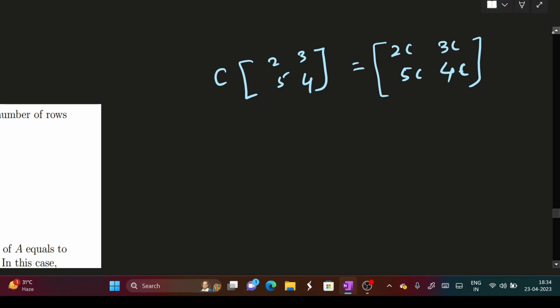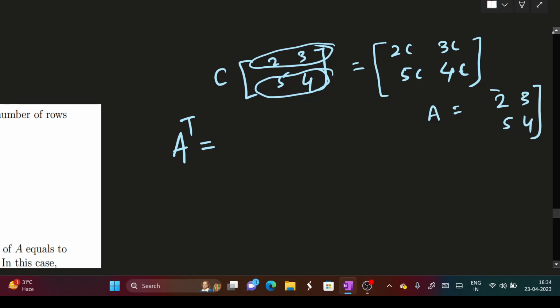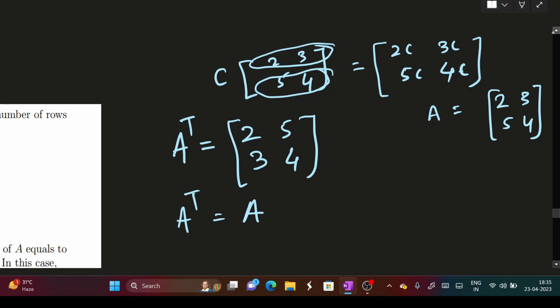Then another matrix operation, that is A transpose. How to get it? The rows of A will be converted into columns of it. Suppose I have A equal to 2, 3, 5, 4. Then what is A transpose? It will be 2, 5, 3, 4. So how did I write it? The first row of A I have written as the first column of A transpose. The second row of A I have written as the second column of A transpose. So here we got A transpose from A, and if A transpose is equal to A, which is not true in this case, then A is a symmetric matrix.